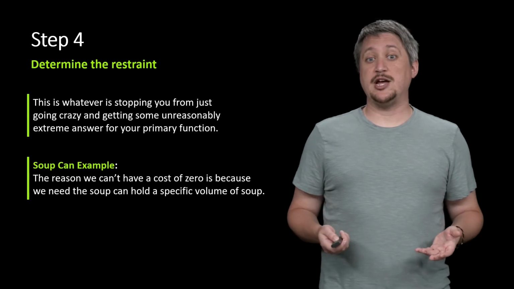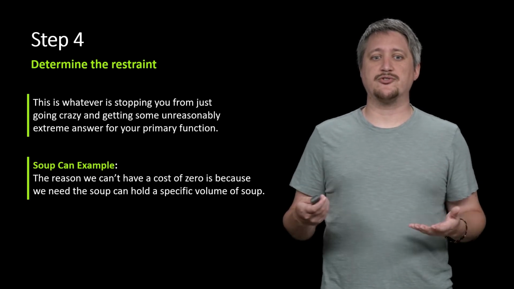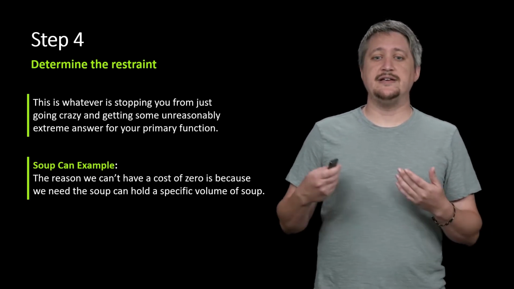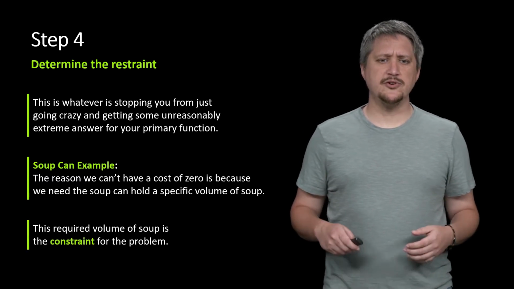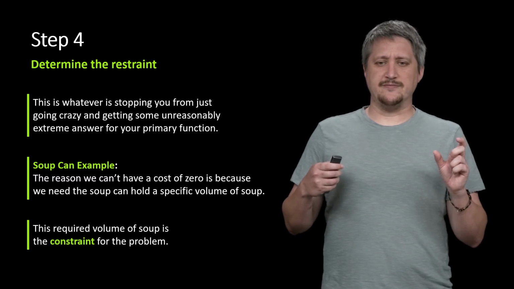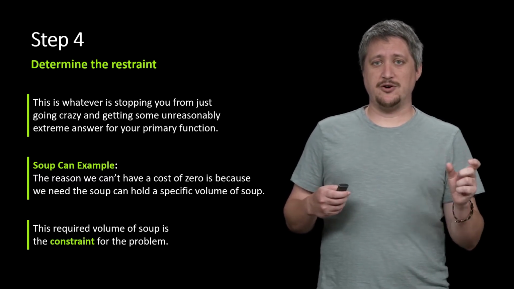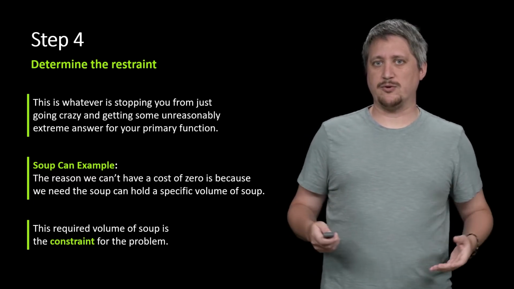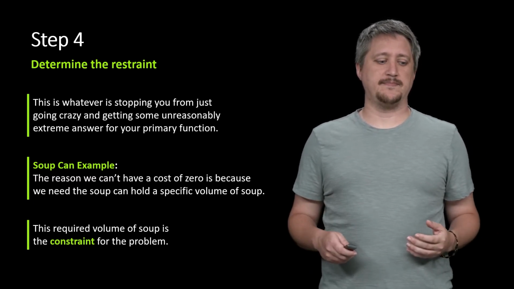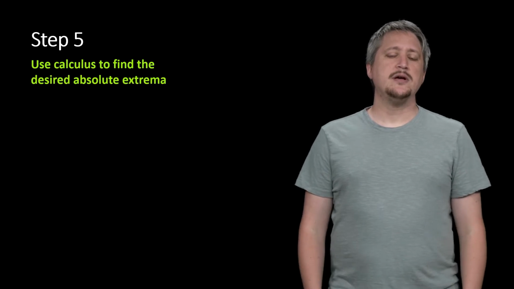So in our soup can example, that would be the restraint. The reason we can't have a cost of 0 is that we need to hold some specific volume of soup, okay? So the volume part itself, the required volume, that's the constraint. And we want to represent that with whatever we could. So for example, a volume formula, okay?